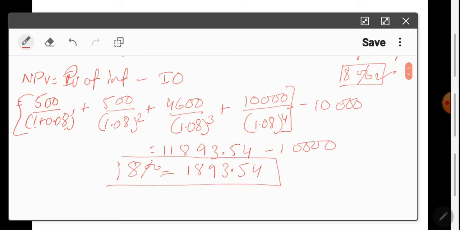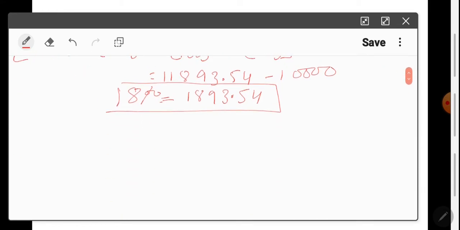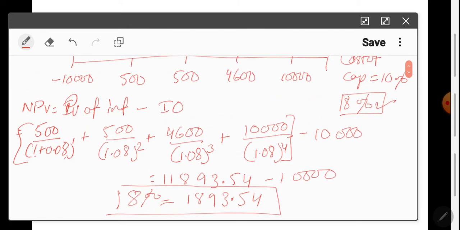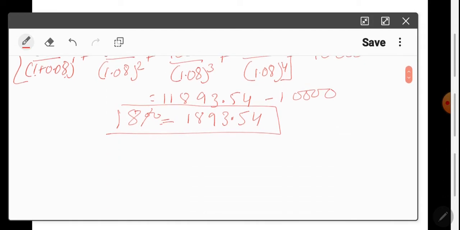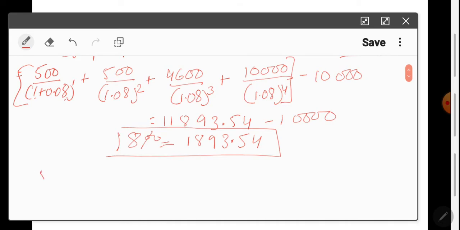Now we're going to do the same thing at the 12% rate. So we decided the 12% rate. Again, I've taken one rate which is below this and one rate which is above this. So at the 12% rate, our cash flows will be the same, but only the interest rate will change. So 1 plus 0.12.